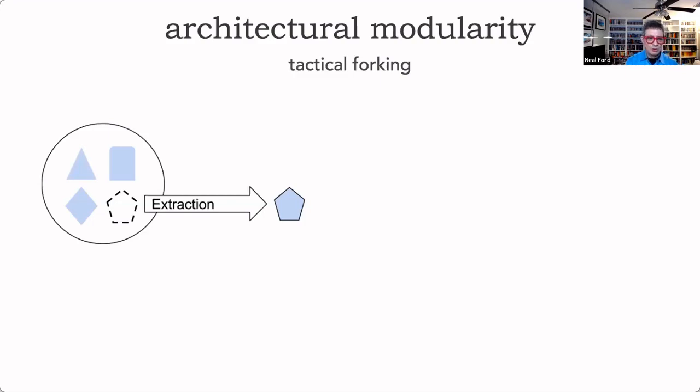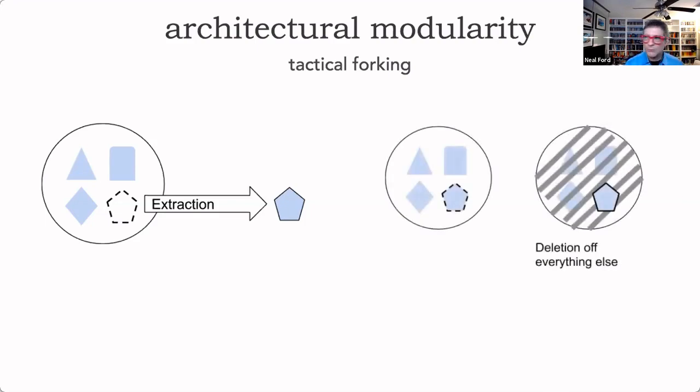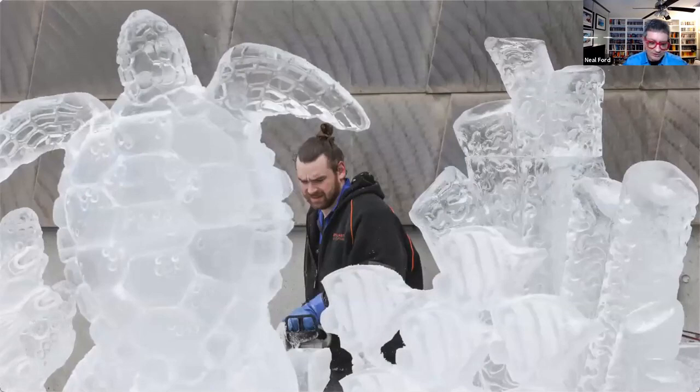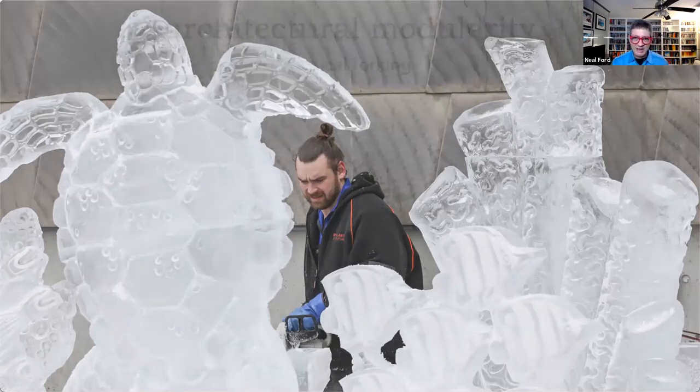Instead of trying to structurally decompose from inside, rather than extracting something, the idea of tactical forking is, let's remove everything except the thing we want. This is sort of like a sculptor. When you ask sculptors, how did you sculpt that beautiful animal out of that block of ice? They will frequently say things like, well, I just removed the ice that wasn't supposed to be there. And that's basically what you're doing in tactical forking.